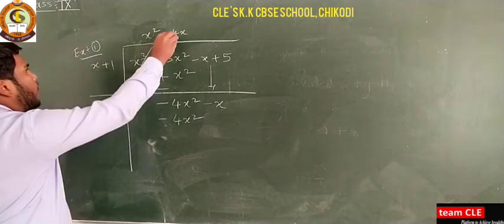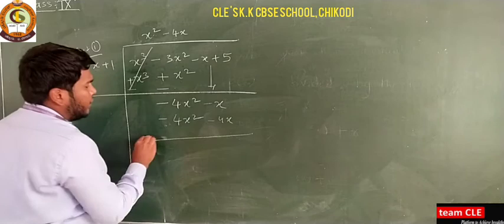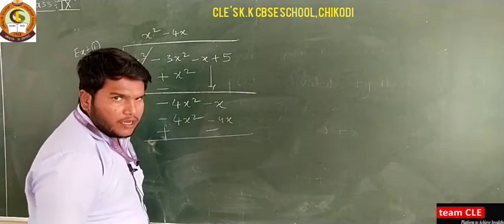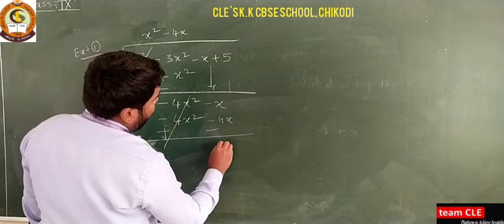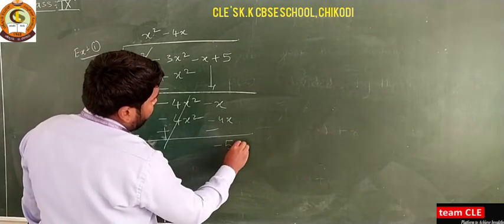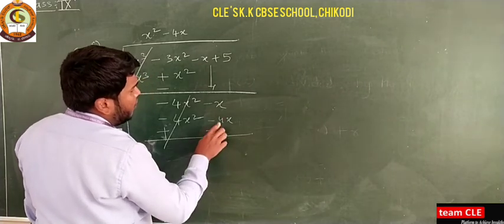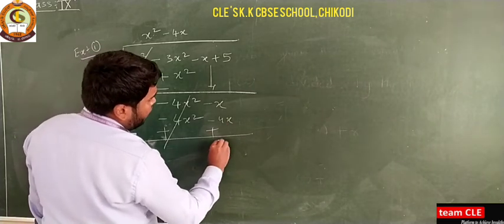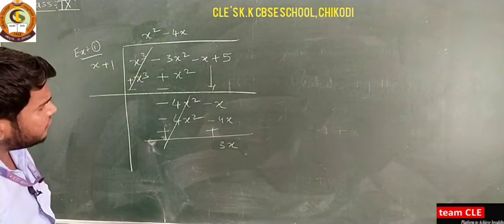Then minus 4x into 1 is minus 4x. So again it is plus, this is minus. So again cancel this, and we write this as minus 5x. Now minus becomes plus, so this becomes 4 minus 1, which equals 3x. So now it is 3x.